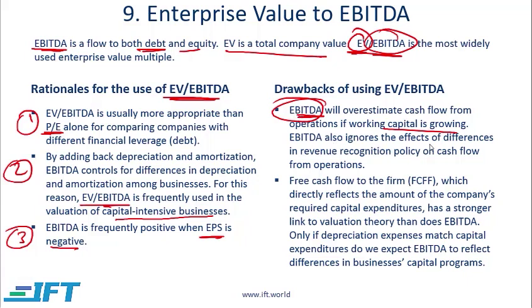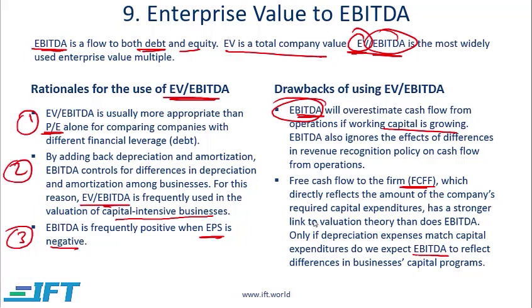EBITDA also ignores the effect of differences in revenue recognition policy on cash flow from operations. The point being that if you are comparing different companies which are similar in all respects but have different revenue recognition practices, then obviously EBITDA, which starts with sales, will be different. Free cash flow to the firm, which directly reflects the amount of the company's required capital expenditures, has a stronger link to valuation theory than does EBITDA. Only if depreciation expenses match capital expenditures do we expect EBITDA to reflect differences in businesses' capital programs.